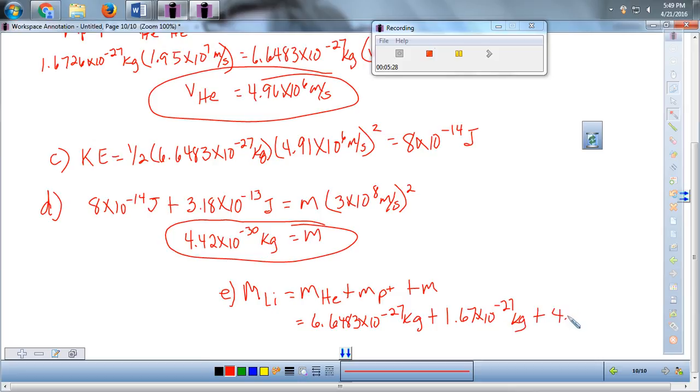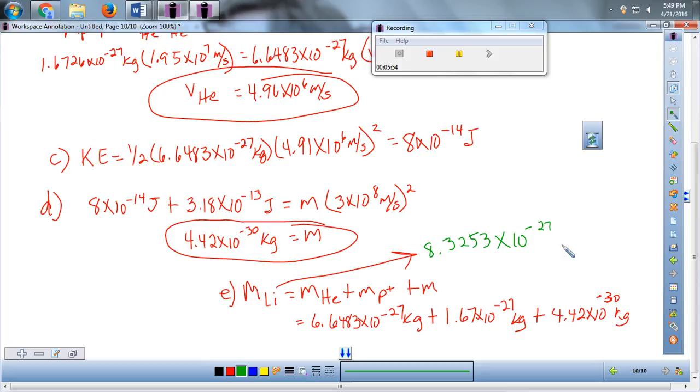And this was 4.42 times 10 to the minus 30th kilograms. So these three masses had to have come from that lithium. So when I added those up, I got the mass of my lithium to be 8.3253. And I report all those decimals because they didn't tell me how far out to take it. So there's my first one.